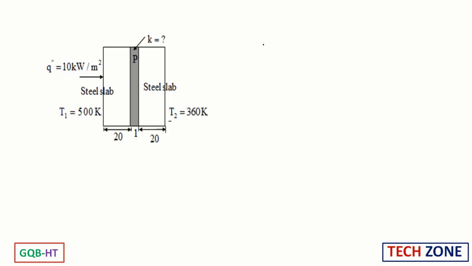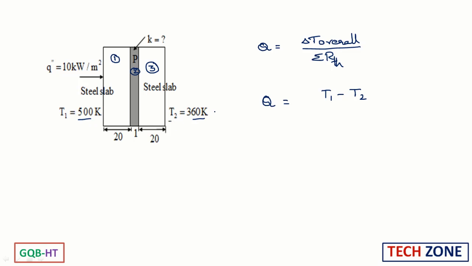Now, we know that heat transfer rate Q is always the overall temperature difference divided by the total thermal resistance, sigma RTH. Now here let us consider this as the first portion, this as the second one, and this as the third one. Here we can write Q equal to the overall temperature difference T1 minus T2, divided by, as there are 3 slabs, RTH1 plus RTH2 plus RTH3. So here thermal resistance RTH is L by KA.